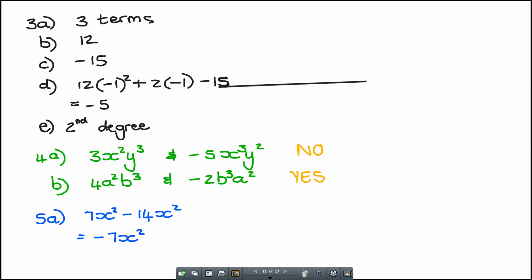Okay, there's number 3 and 4, 5. I know, did you have to write down? No, if you just said 3, that would be fine. So at 3A, they asked you how many terms there were, and that was just 3. So you could have said 3 terms, or just 3 is also fine.